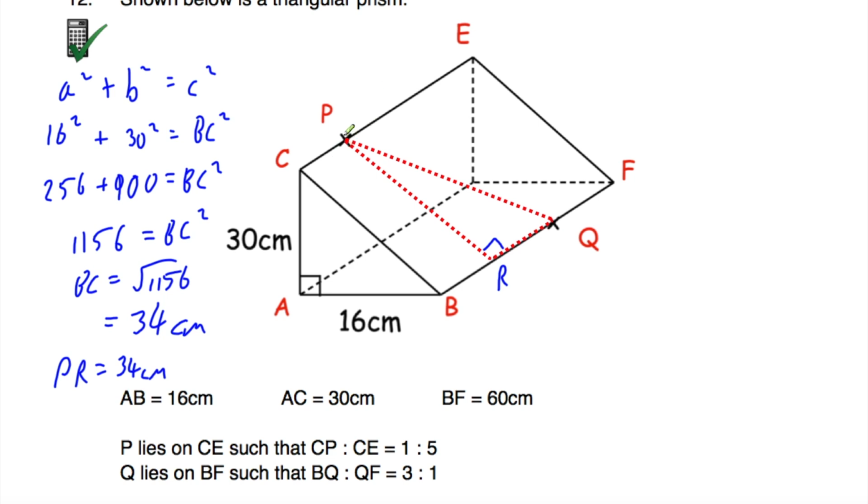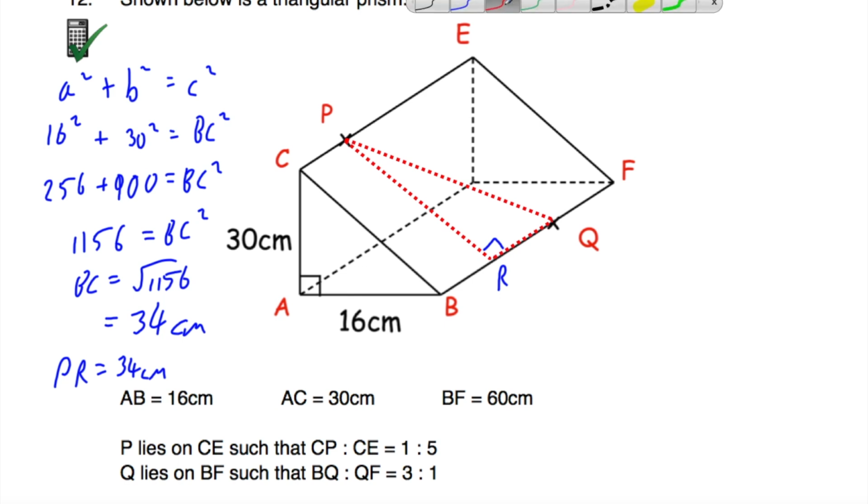Okay, so let's start by considering the position of the point P. So we know that P lies on CE such that CP to CE is the ratio 1 to 5. So in other words, this is 1 from C to P, and then the 5 would be from C to E, so the whole way. So if that is 1 and that's 5, that means that that's 1/5. This distance would be 1/5 of the whole distance.